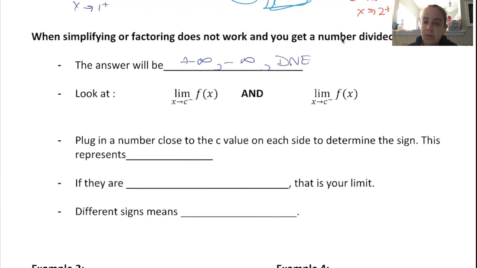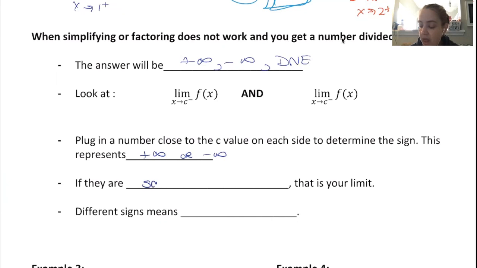We have to look at both the left-hand side and the right-hand side. We have to break that apart. We have to look at the limit as it approaches from the left and also from the right. So we want to substitute a number close to C on each side to determine the sign. This will represent either positive infinity or negative infinity. And we're only going to look at the positives and negatives.